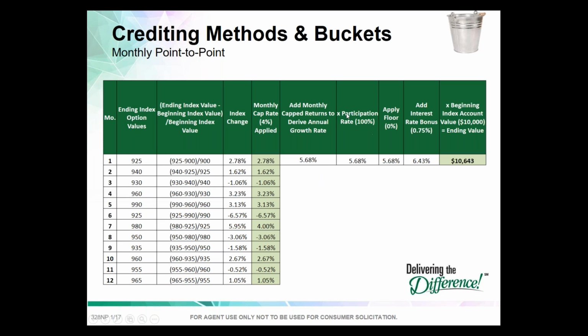The participation rate on our monthly point-to-point is 100%, so we apply that. The floor rate, is that above 0? Yes, it is. Add any interest rate bonus, and that's how we determine how that's credited. Again, we have agent guides and consumer guides that will help walk you through these examples as well.